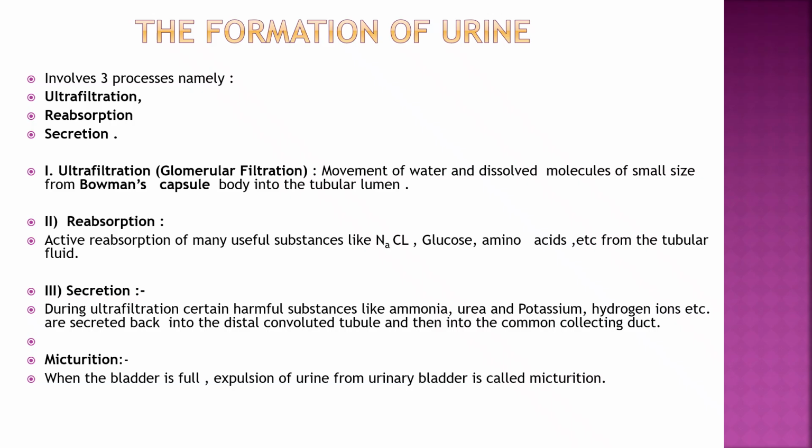Then reabsorption of useful substances like glucose and amino acids takes place in the proximal convoluted tubule. Then secretion of harmful substances like ammonia, urea, potassium, and hydrogen ions, they are secreted into the distal convoluted tubule, and then it goes to the collecting duct, from collecting duct to pelvis, pelvis to ureter, and then when the bladder is full it is excreted out, that is called micturition.